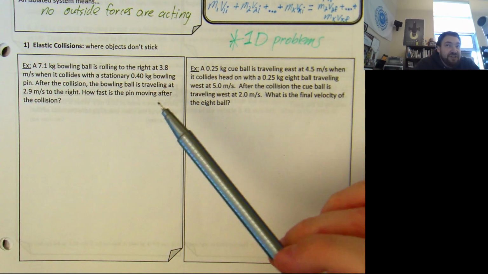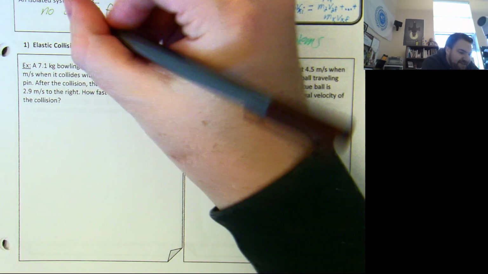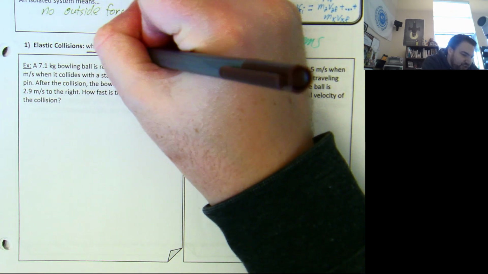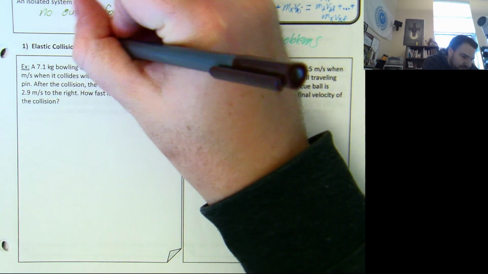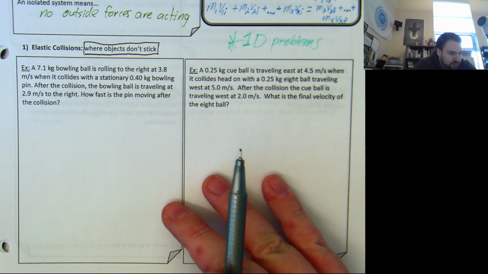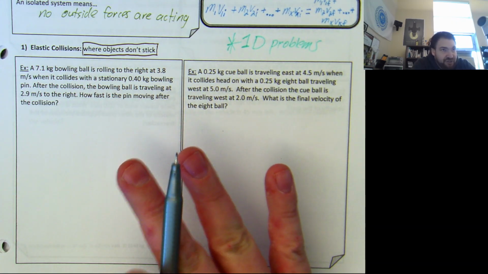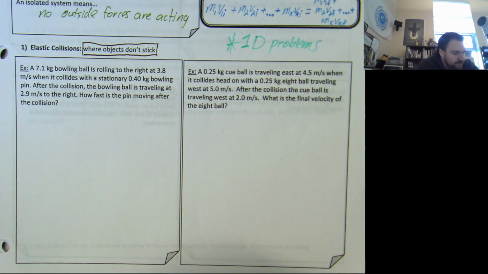The first style of collision is what's called an elastic collision, and an elastic collision is defined as a collision where objects do not stick to each other. Any collision where they don't stick, we're going to define as an elastic collision. We're going to refine this definition when we get to energy in the next chapter, but for now, that's what we're going to call it.